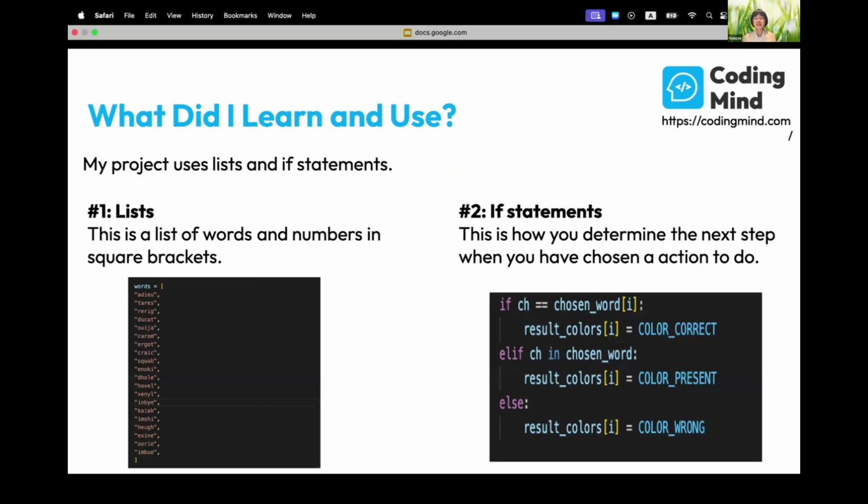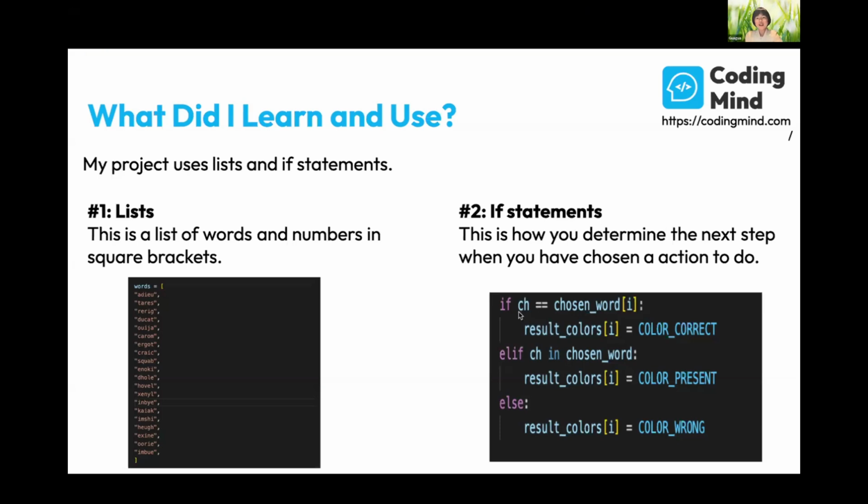And the if statement: this is how you determine the next step when you have chosen an action to do. So this is my action, like a question basically. If CH equals chosen_words[i], then we have result_colors[i] equals color_correct.